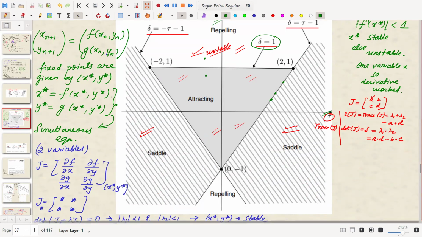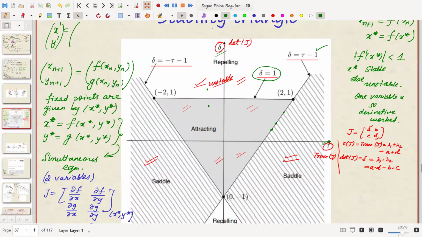Why? Because this is the delta axis. This is the delta axis, isn't it? Is it okay with you? This is the delta axis. Therefore, if this line is delta equal to 1, this point should have delta less than 1, and this should have delta greater than 1. Okay, fine. So one condition you know is delta is less than 1.